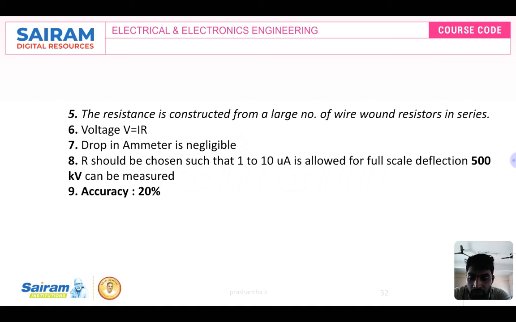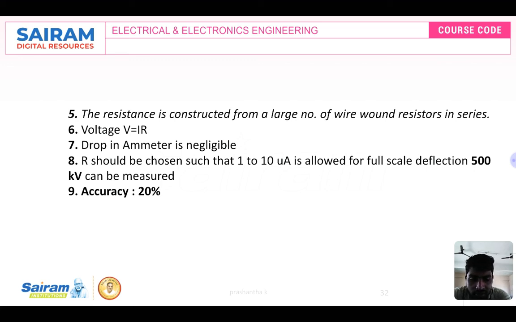Voltage is equal to what? V is equal to IR according to Ohm's law, and the drop in the ammeter is negligible. Everybody knows, right? So why is the ammeter connected in series? Though it has negligible resistance, zero resistance, that is why they are using the ammeter, and the voltmeter has infinite resistance, more resistance. It is connected in parallel. So the drop in the ammeter is negligible. You cannot consider it.